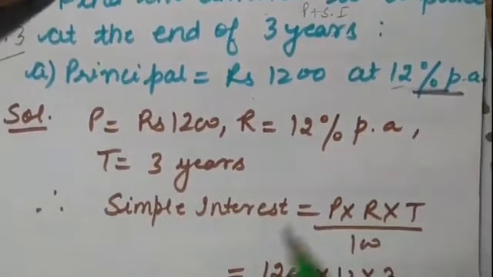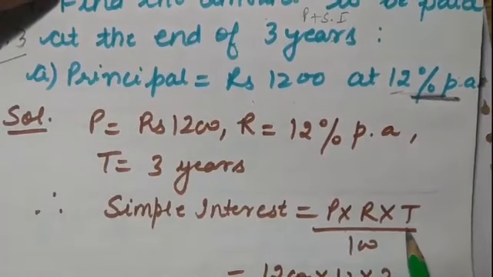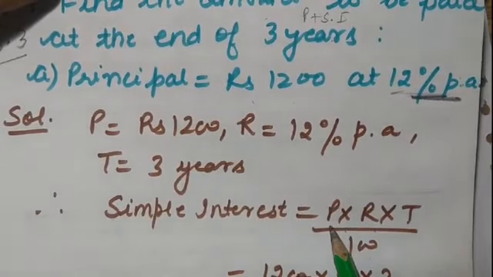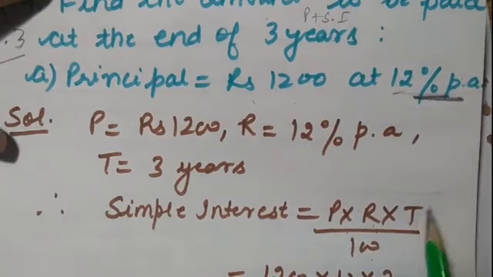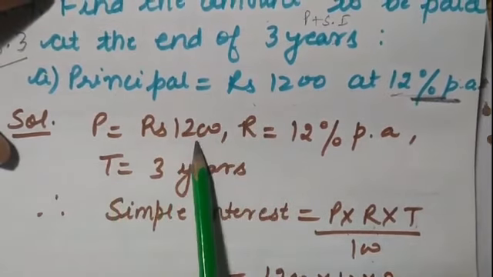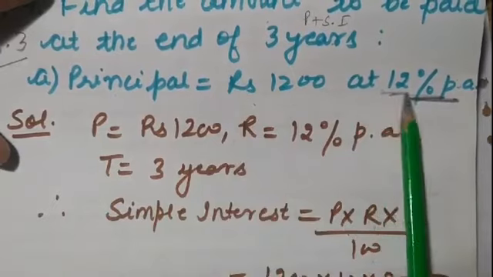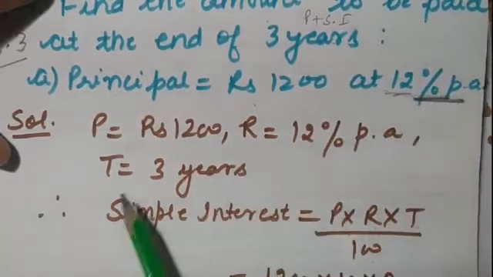That is given by this formula, P into R into T over 100, where P is principal, R is rate of interest, and T is time. Okay, so here principal is given to be 1200, rate is 12% per annum, and time is 3 years.